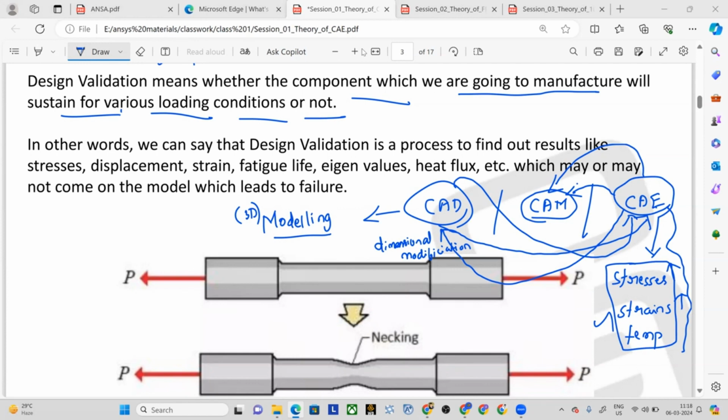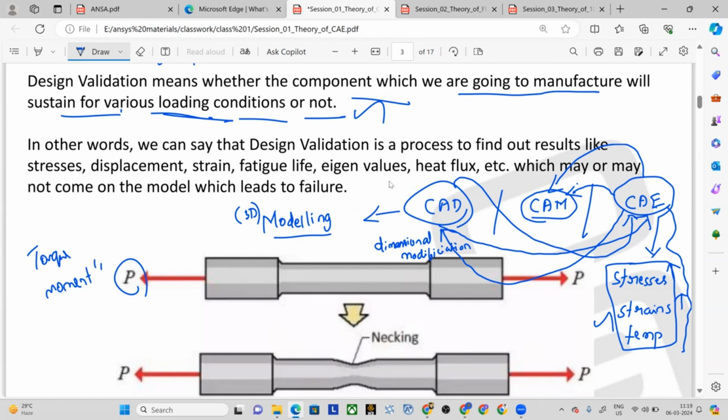Yes. Okay. So design validation means we have to check whether the component which we are going to manufacture will sustain the various loading conditions or not. Loading in the sense not only the application of force, it could be torque, it could be moment, any case.